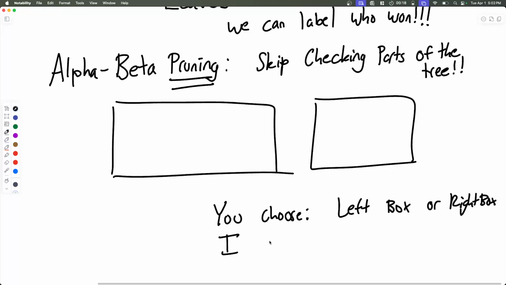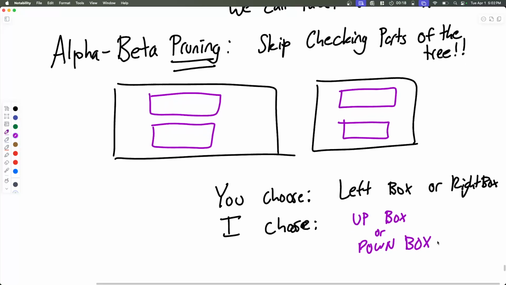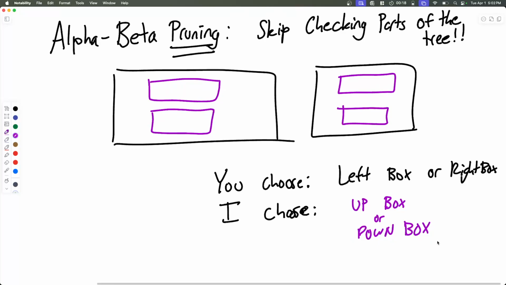And then after you choose that, I will choose inside each box. There are two more boxes in each one: the up box or the down box. So you get to choose left or right, and then after you choose, I get to choose up or down. This is actually just a game tree with two levels. Left, right is the first level of the game tree, and up, down is the second level. So this is a very simple game tree with two levels, and I'm going to show you what alpha beta pruning is in this thing.